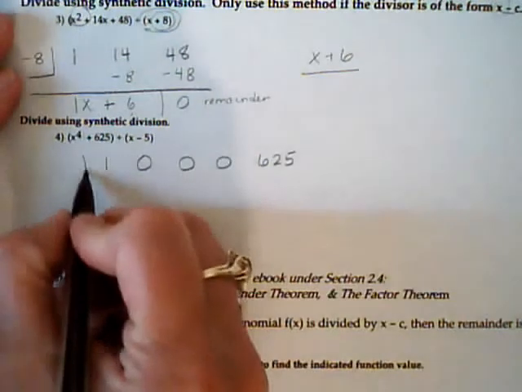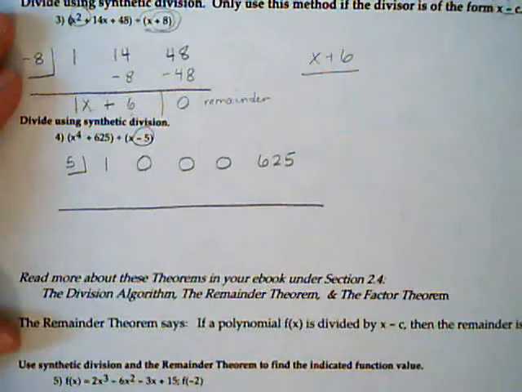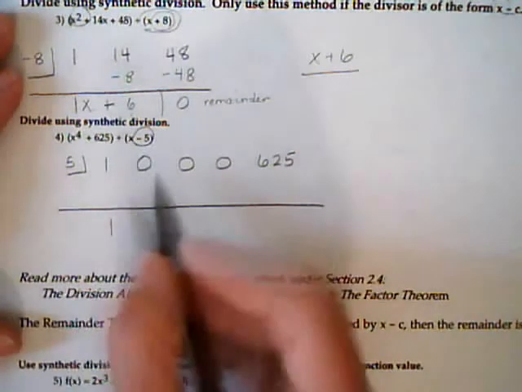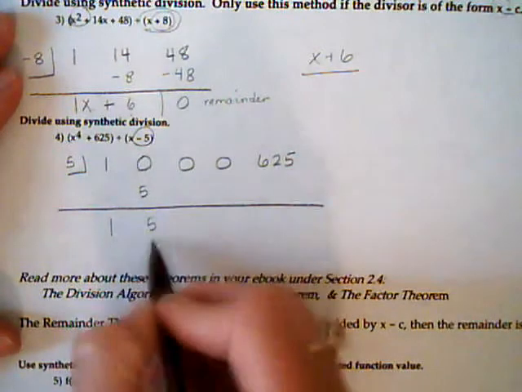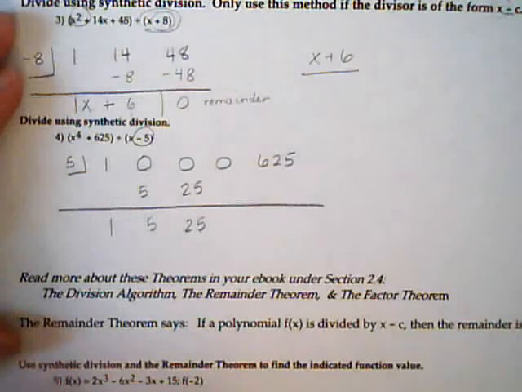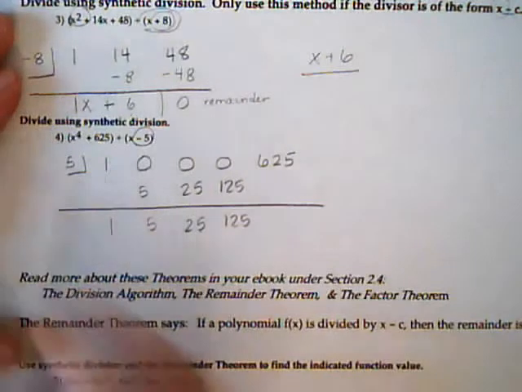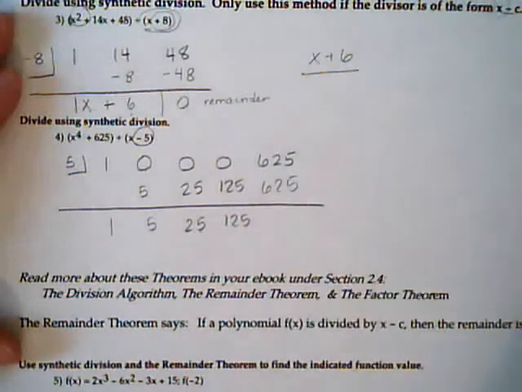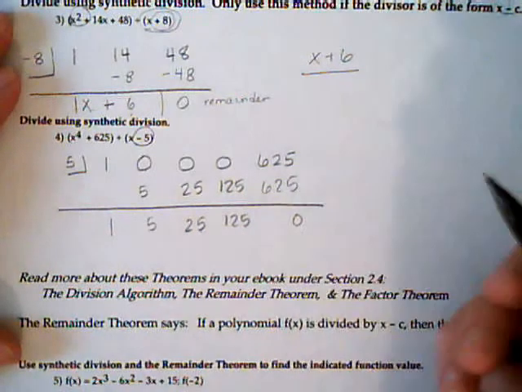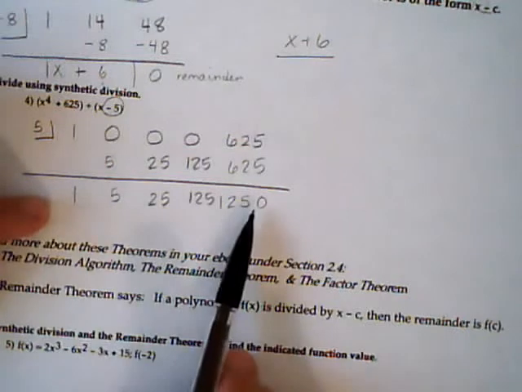Okay, so then I'm dividing by, change the sign, that's going to be a positive 5. And then I start the process. Bring the first number down, so I'm bringing down the 1. Multiply 1 times 5 is 5. So 0 plus 5 would be 5. 5 times 5 is 25. 25 times 5 is 125. 125 times 5 is 625. And then if we add these together, would be 1250.